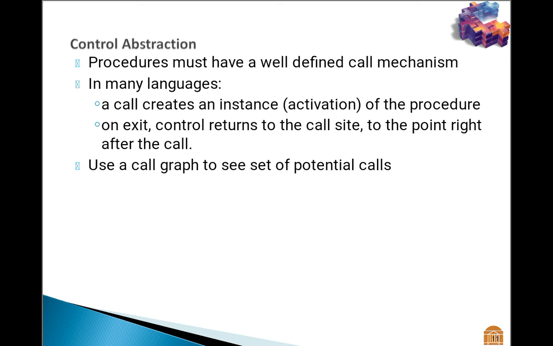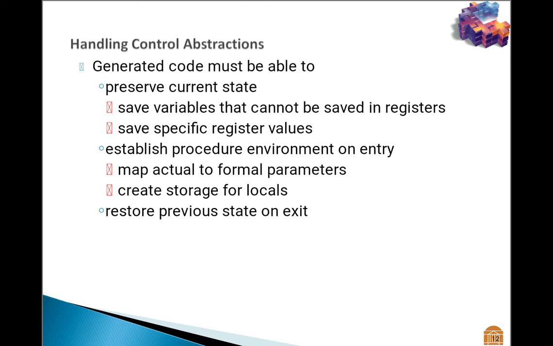Control abstraction. Procedures must have well-defined call mechanisms. In many languages, a call creates an instance of the procedure. On exit, control returns back to the call site, to the point right after the call. Use a call graph to see the set of potential calls. Handling control abstractions. Generated code must be able to preserve the current state, save the variables that cannot be saved in registers, save specific register values, and establish the procedure environment on entry, map actual to formal parameters, create storage for locals, and restore the previous state on exit.